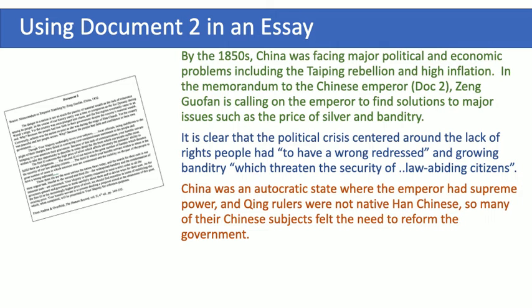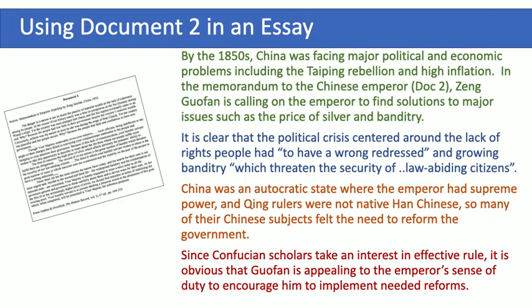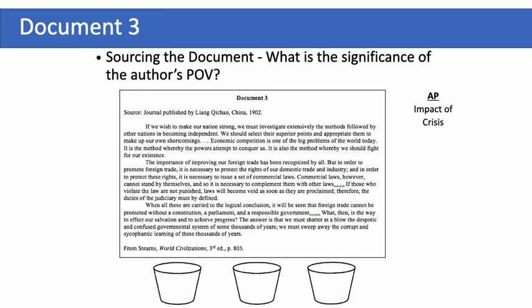Right, so again, now I'm giving some elaboration. I'm giving some analysis. Now I'm analyzing point of view. Since Confucian scholars take an interest in effective rule, it's obvious that Guofan is appealing to the emperor's sense of duty to encourage him to implement needed reforms. Right. And I would start bucketing. I would start to see what documents I could put together, right? So, and I would work through the same process through documents 3, right?